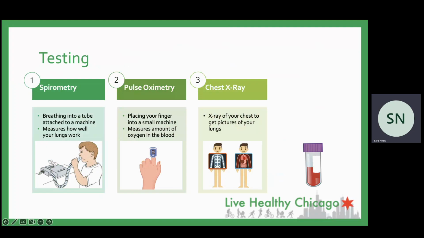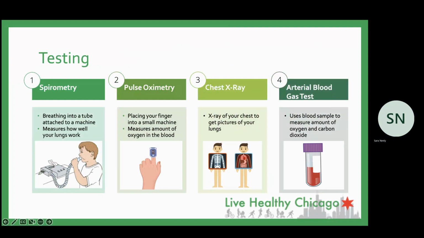A chest x ray involves using x rays to get pictures of your lungs to see if there are any blockages. And arterial blood gas tests can be done from blood draws to measure your body's oxygen and carbon dioxide levels.